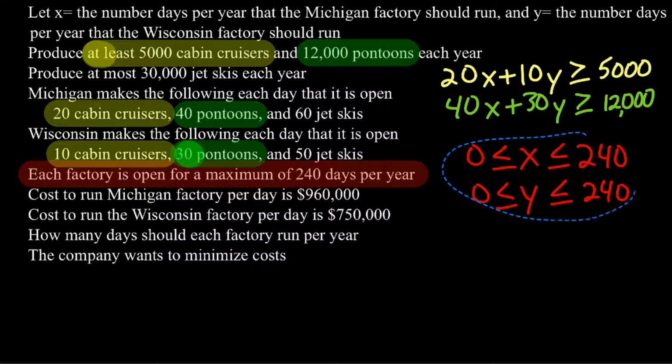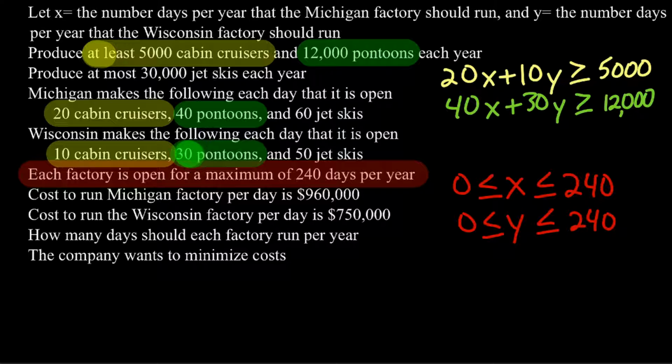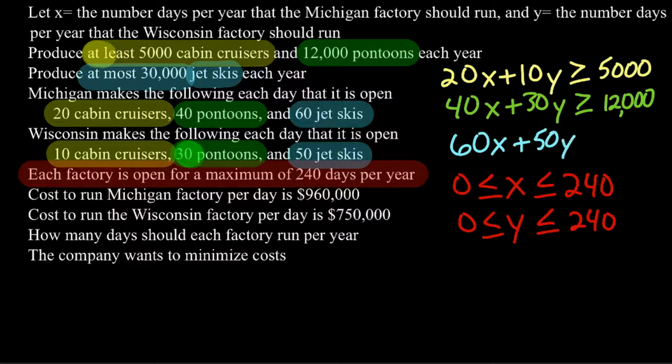Now, lastly, they want to produce at most 30,000 jet skis. And Michigan makes 60 jet skis a day. Wisconsin makes 50 jet skis a day. So using that information, 60 times X plus 50 times Y can be at most 30,000, so less than or equal to 30,000. So those are the inequalities that we're going to be using.